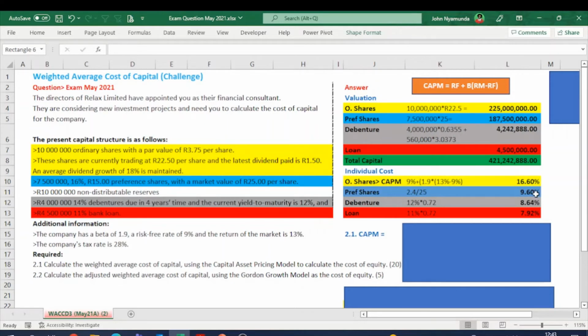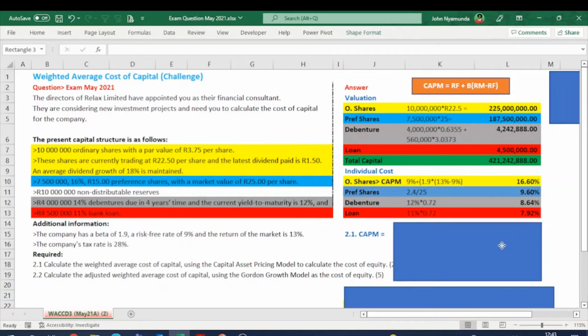Debentures, straightforward, my friend, it's 12% times 1 minus 0.28. Where are we getting 1 minus 0.28, you might ask. Remember, the company tax rate is 28%. Remember, from a broader discussion, we said debt is a before-tax expense. So we need to take tax off the cost of debt. Therefore, 1 minus tax is equal to 0.72. So we say 12 times 0.72 gives you that. The loan is the same. 11 times 0.72, 7.92. You are almost there, my friend.